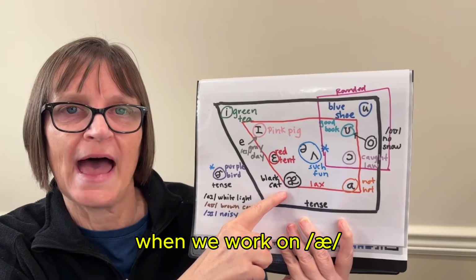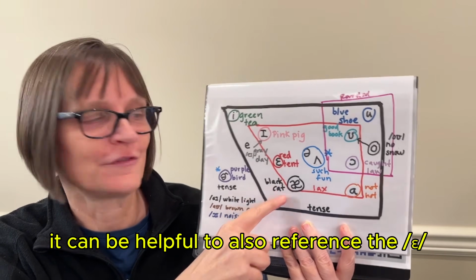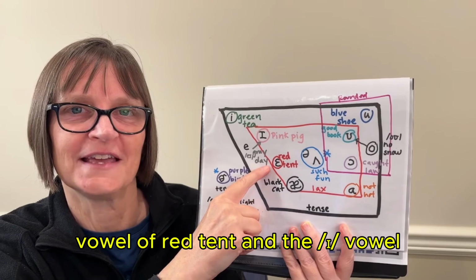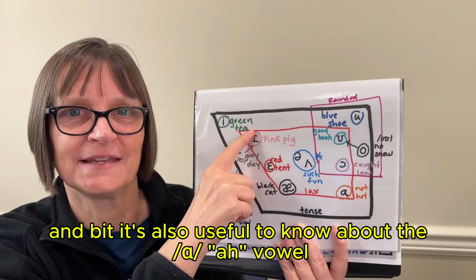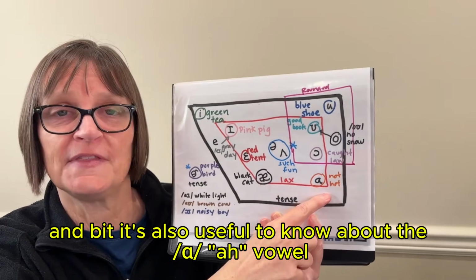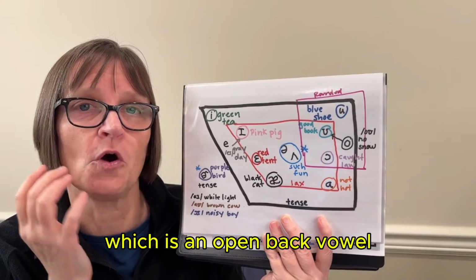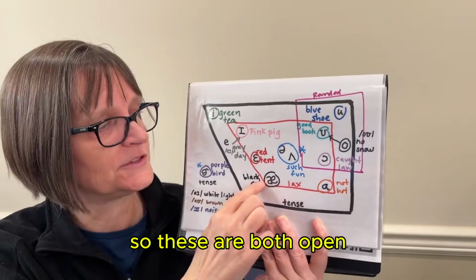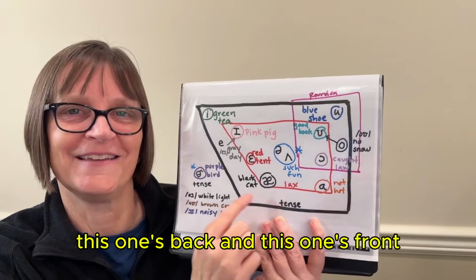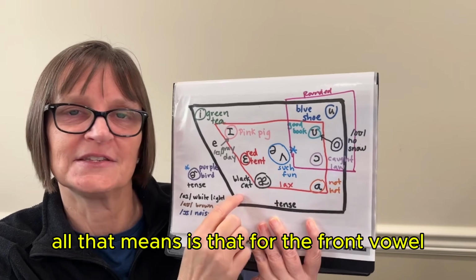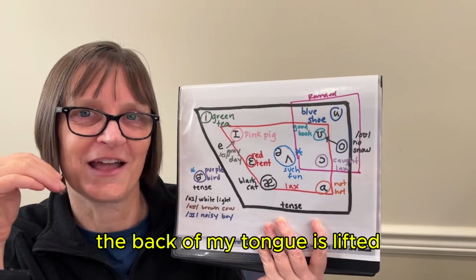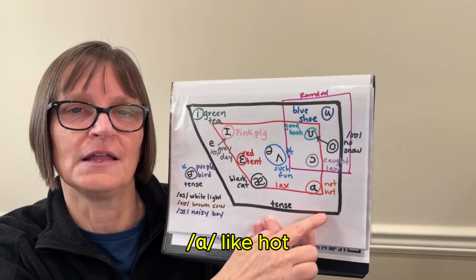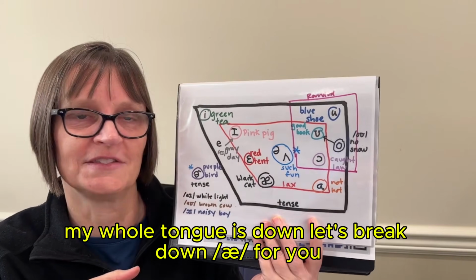When we work on it, it can be helpful to also reference the vowel of red tent and the I vowel, like bat, bet, and bit. It's also useful to know about the vowel, which is an open back vowel. So these are both open. This one's back and this one's front. All that means is that for the front vowel, like hat, the back of my tongue is lifted. Like hot, my whole tongue is down.